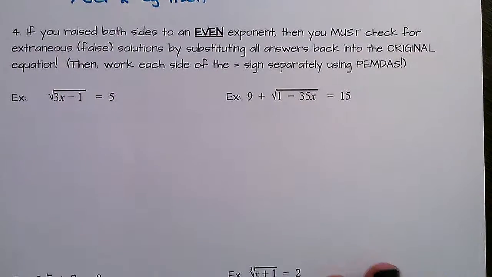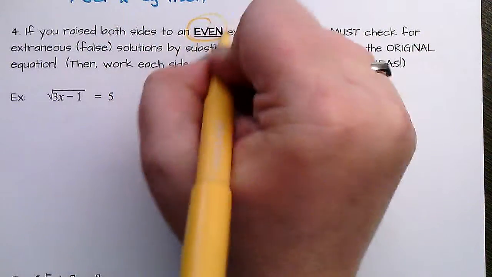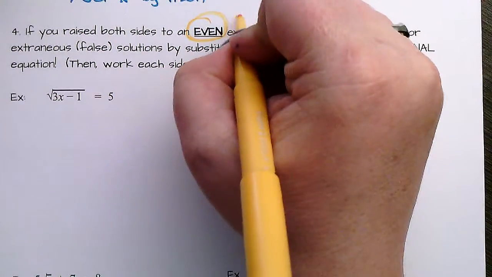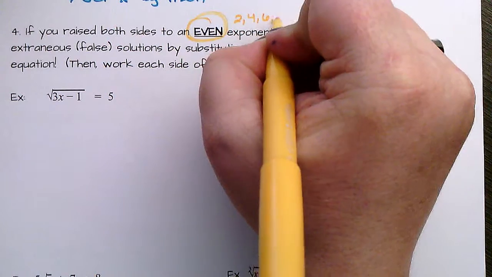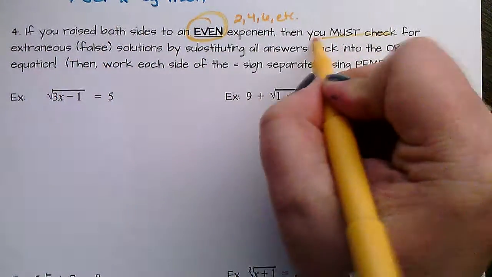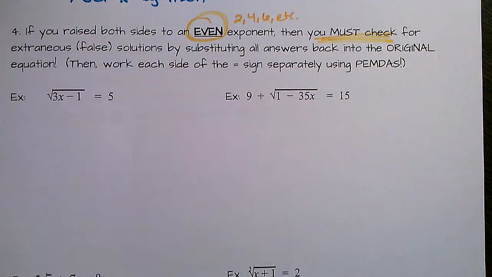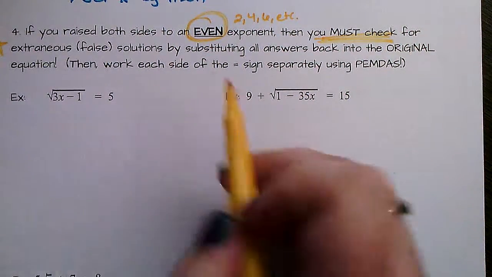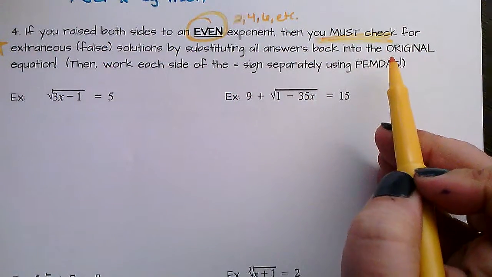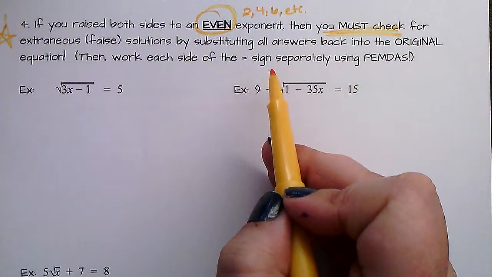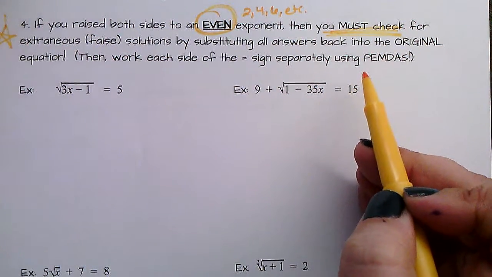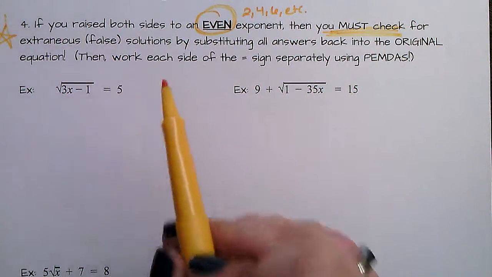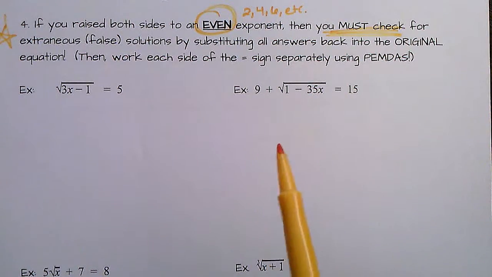That's where that is. So if you raise both sides to an even exponent, so remember even exponents are like 2, 4, 6, if that happens, you must check for extraneous or false solutions. You do this by substituting all the answers back into the original equation, then work each side of the equal sign separately using PEMDAS, because raising stuff to powers can sometimes give us a false solution. So we have to do this.